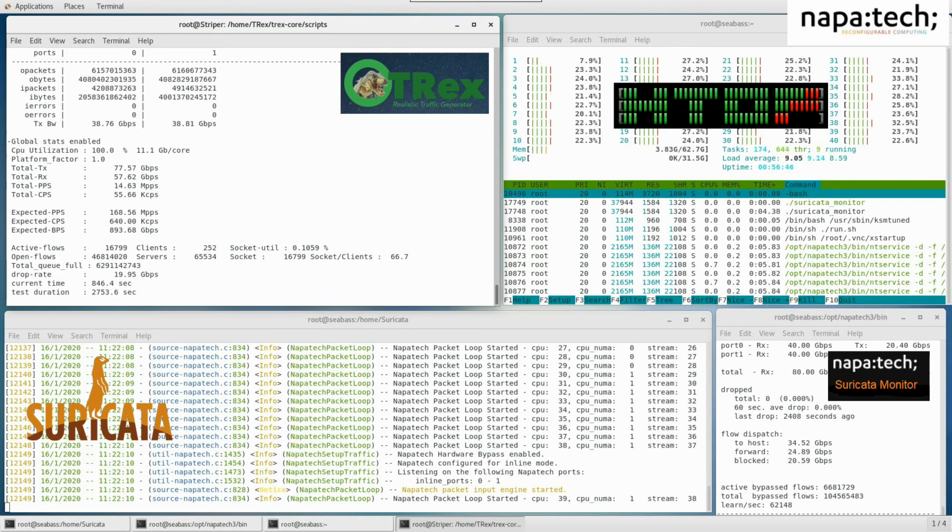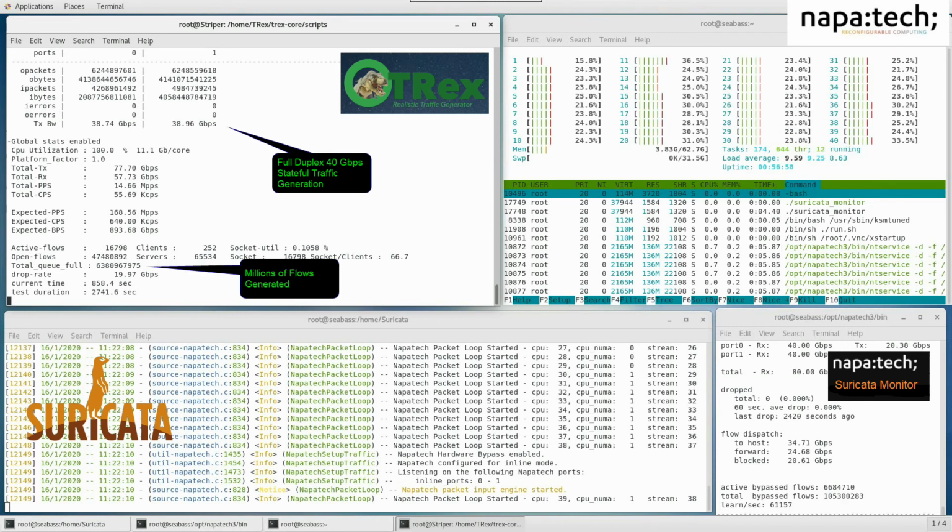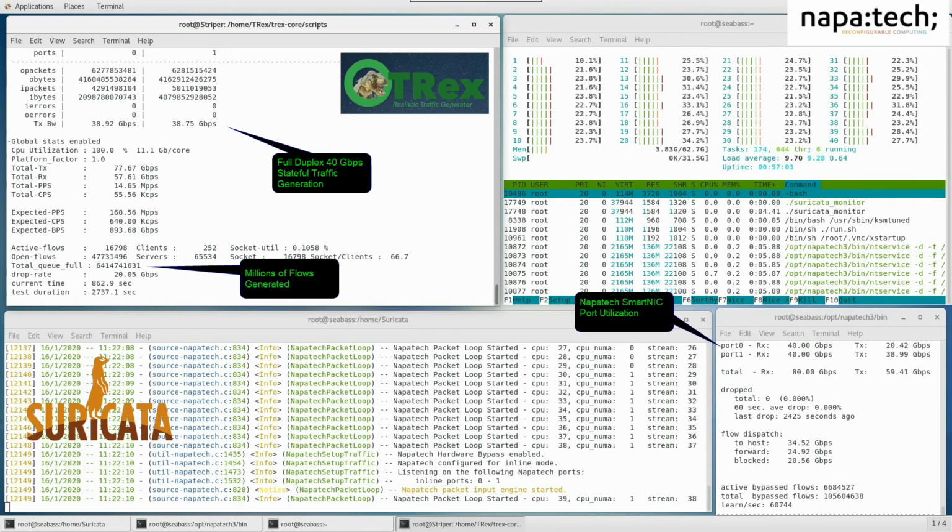We have T-Rex running in the upper left-hand corner, and this is generating stateful traffic, full duplex, 40 gigabits per second. We can see here that there's millions of flows being generated.